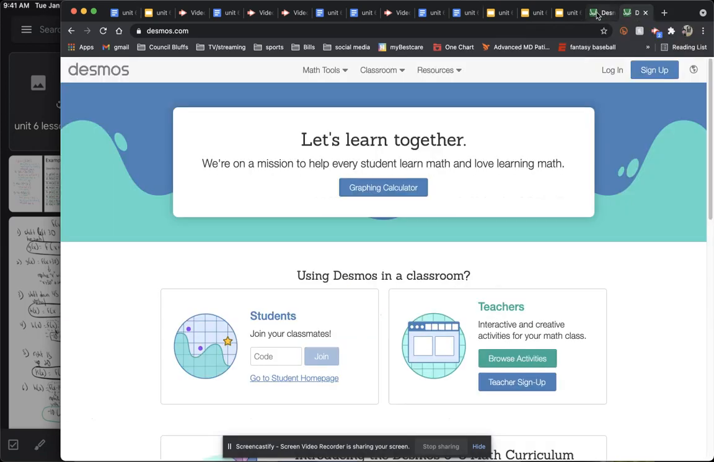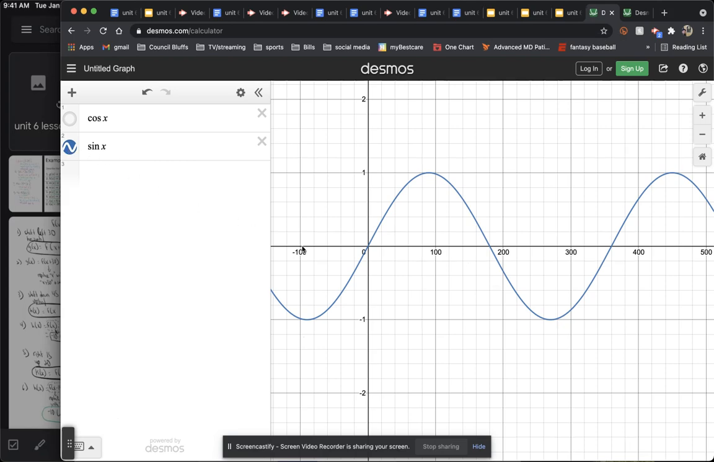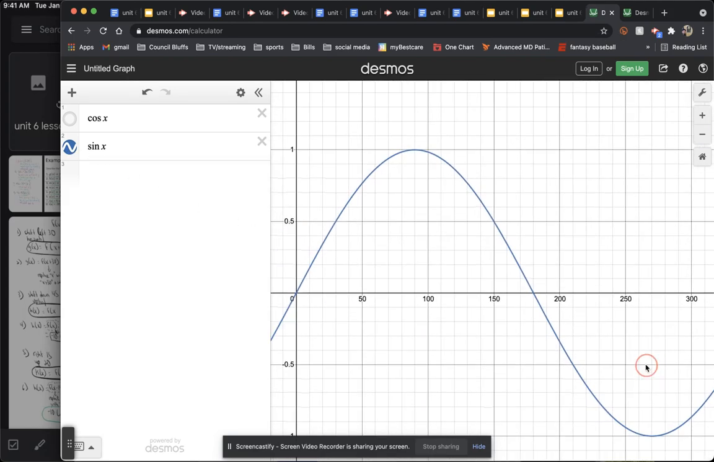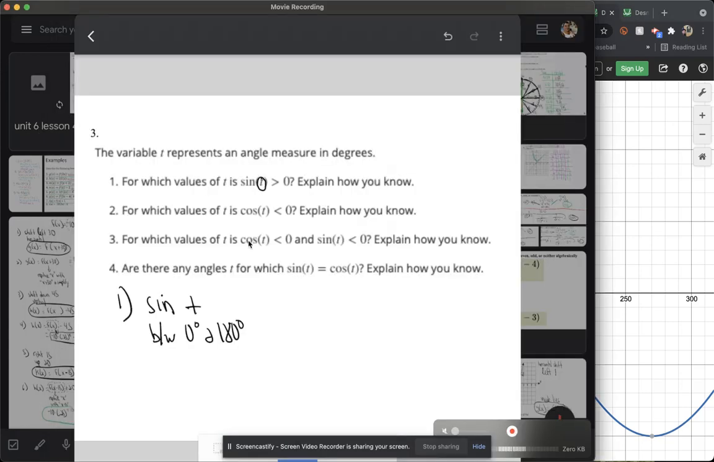Or I could look at the graph. Here is the graph of sine. You can see it's positive between 0 and 180. So sine is positive between 0 degrees and 180 degrees. So that's all I'm going to write.